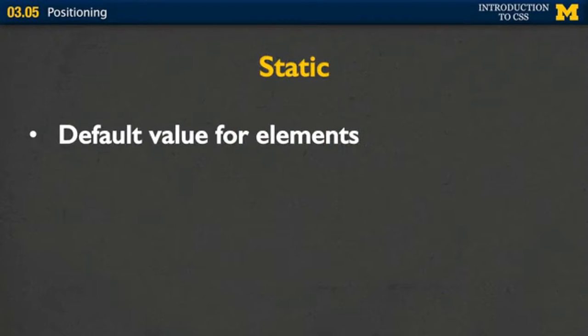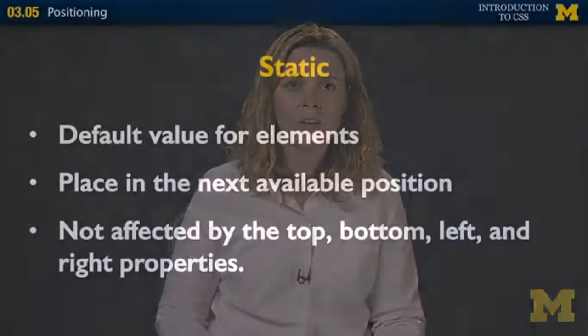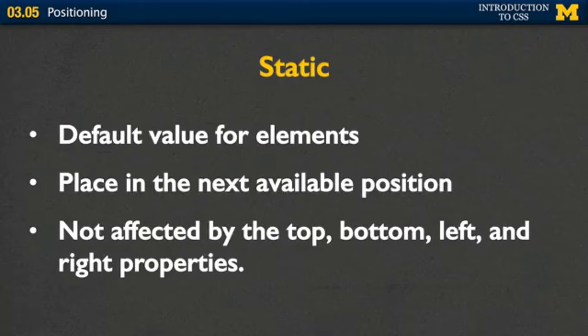So let's start with static. The reason we're going to start with static is because you've already been using it all along. It's what we call the default value for elements. If you don't say anything else, it's going to be set to this. How it works is that the browser is going to place each element in just the next available position. You can give it values such as top, bottom, left, and right, but the browser is going to completely ignore it.